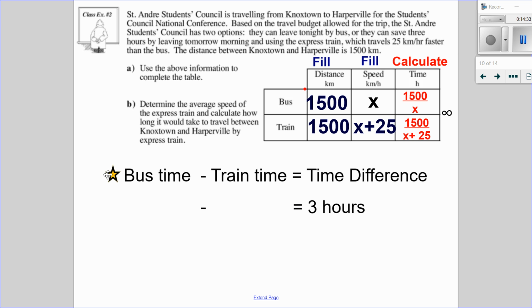So the bus time, take away the train time, is 3 hours, because you're saving 3 hours by taking the express train. You're only saving 3 hours. The difference between those times is 3 hours. So I'm going to take my bus time and subtract my train time, and the difference there is 3 hours. So that becomes the equation that I'm going to solve.